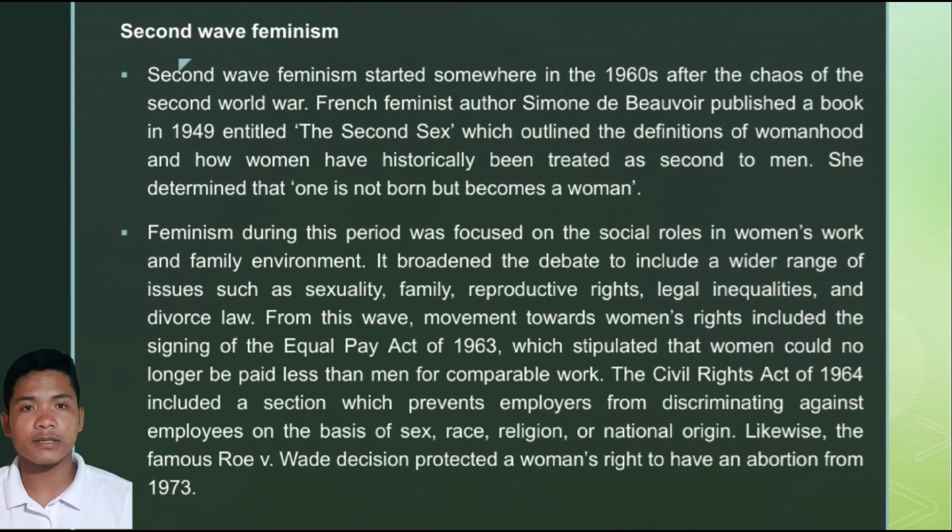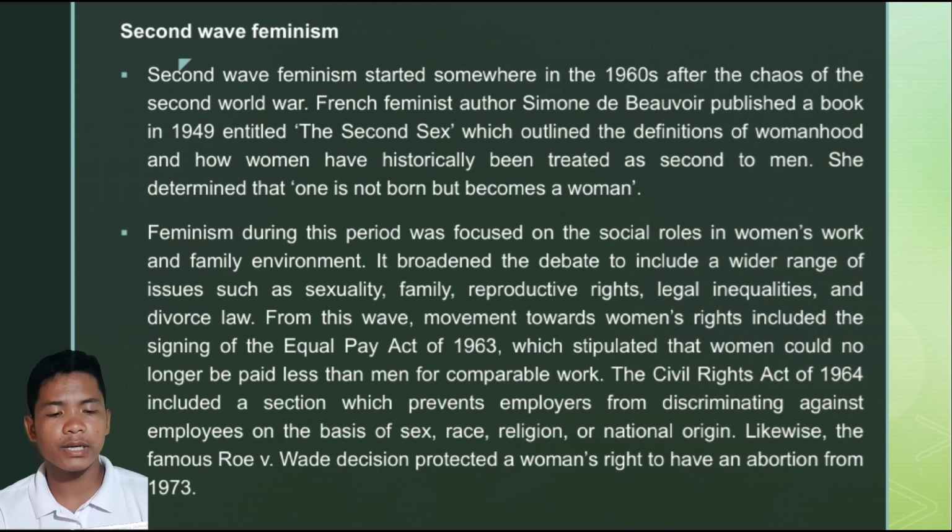The second wave feminism. Second wave feminism started somewhere in the 1960s after the chaos of the World War. French author Simone de Beauvoir published a book in 1949 entitled The Second Sex, which outlined the definitions of womanhood and how women have historically been treated as second to men. She determined that one is not born but becomes a woman. Feminism during this period was focused on the social rules in women's work and family environment.